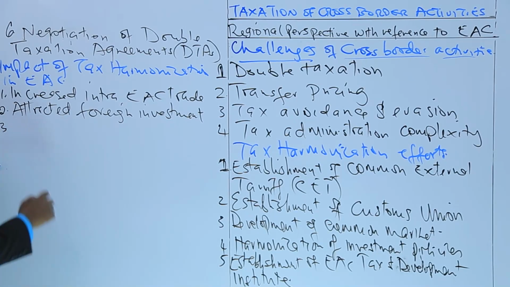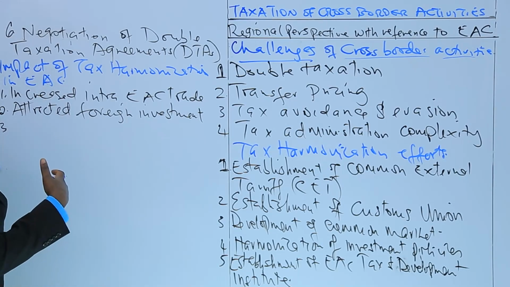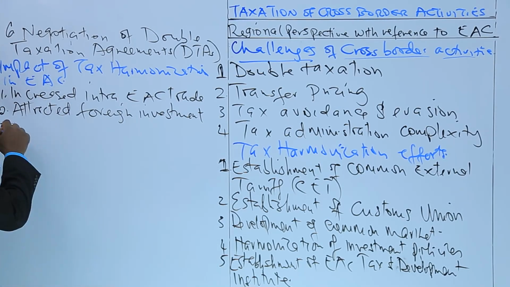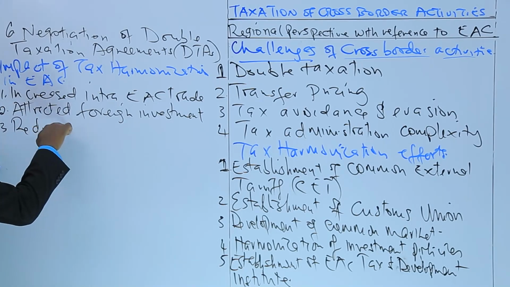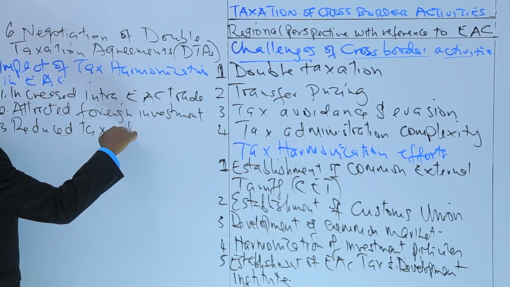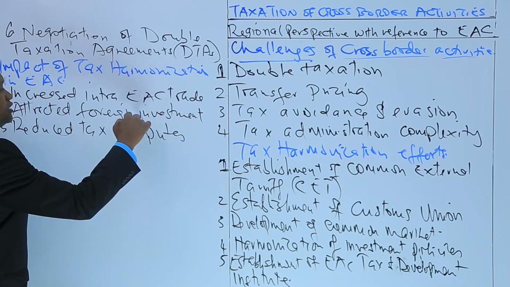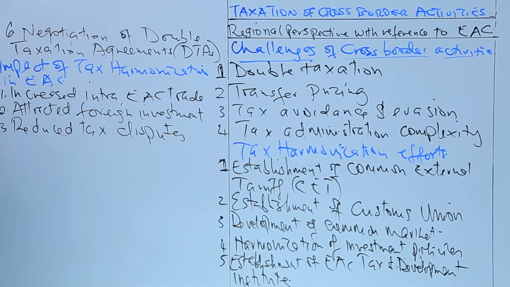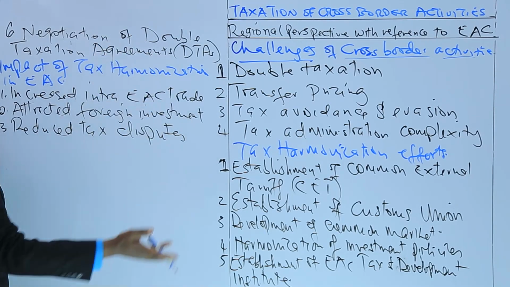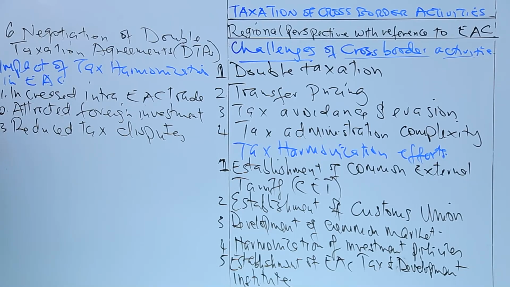Number 3, the efforts have reduced tax disputes. Tax disputes have been reduced because of the tax harmonization efforts. Why? Because of the negotiation of the double taxation agreements. This has helped to reduce tax disputes between East African member states and cross-border investors.